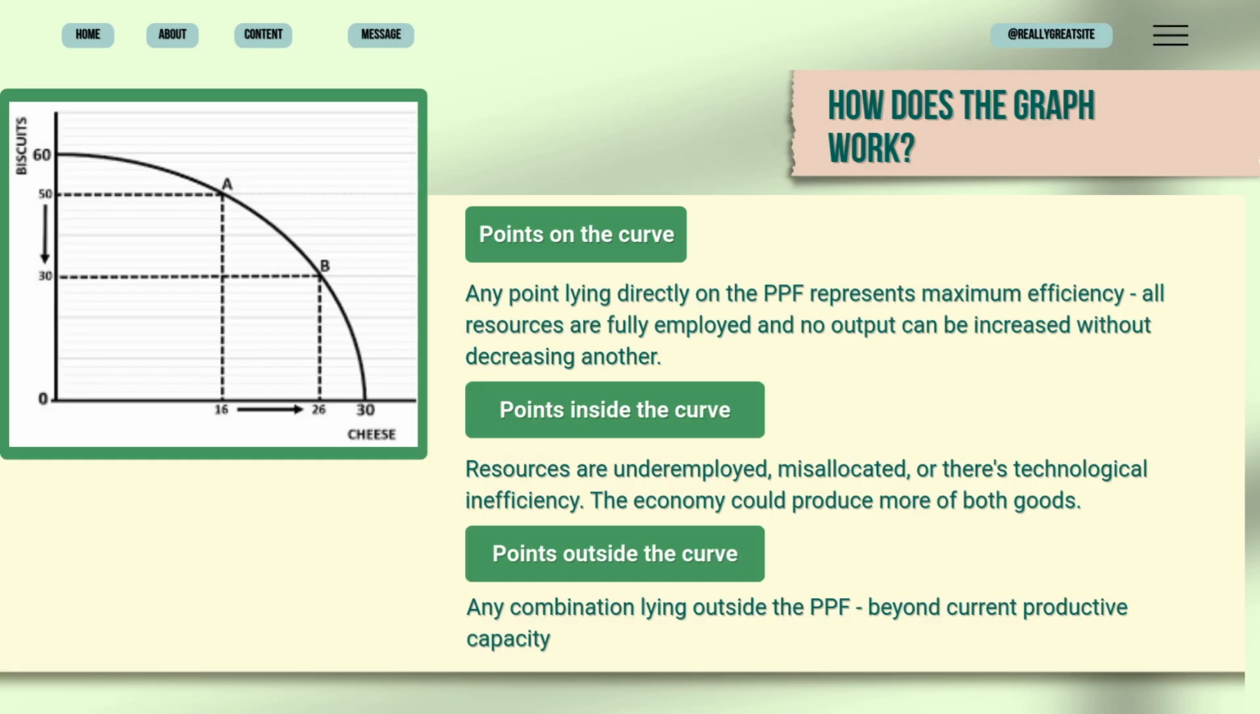How does the graph work? Points on the curve. Any point lying directly on the PPF curve represents maximum efficiency. All resources are fully employed and no output can be increased without decreasing another. Points inside the curve. Resources are underemployed, misallocated, or there's technological inefficiency. The economy could produce more of both goods. Points outside the curve. Any combination lying outside the PPF curve is beyond current productive capacity.